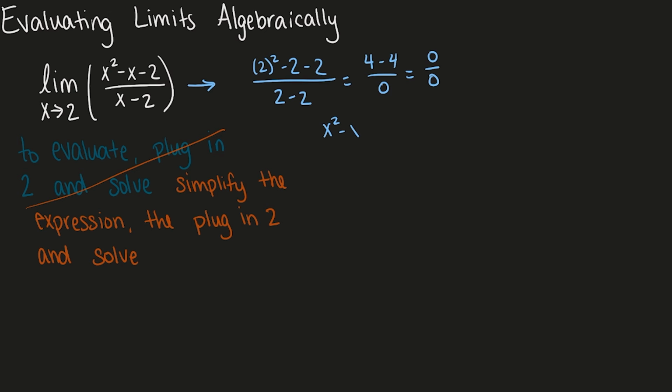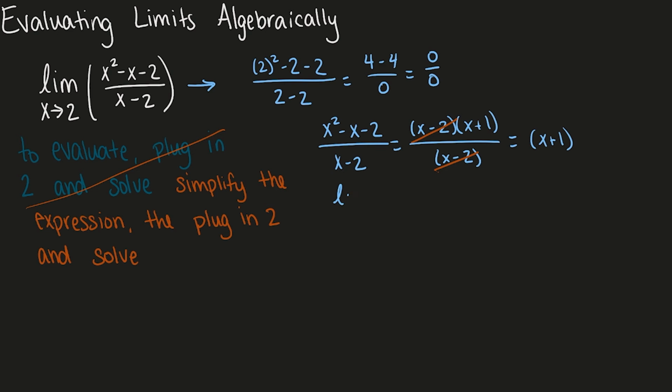So x squared minus x minus 2 over x minus 2. If we factor our numerator, we'll get x minus 2 times x plus 1 in our numerator, and our denominator is x minus 2. So we can simplify that by canceling this x minus 2, meaning we're just finding the limit of x plus 1. So our new limit becomes the limit as x approaches 2 of x plus 1, which is equal to 2 plus 1, or 3.